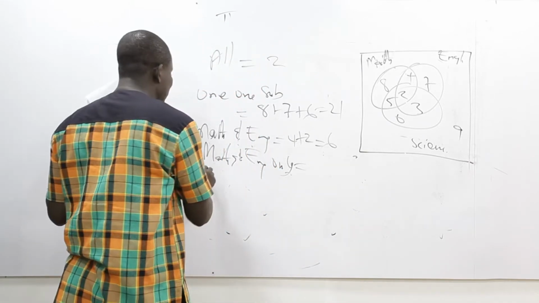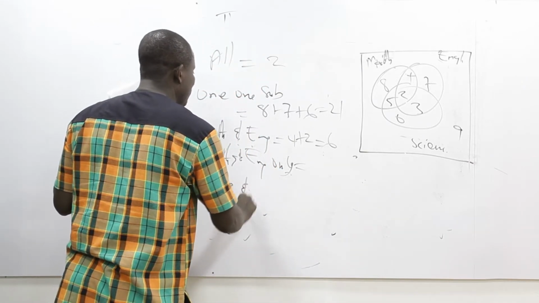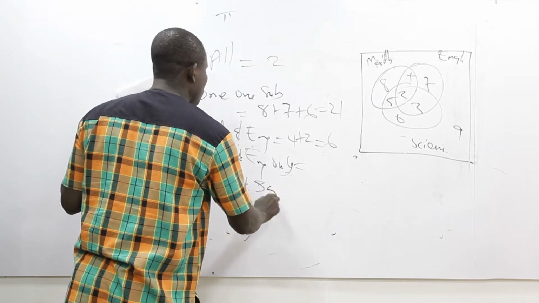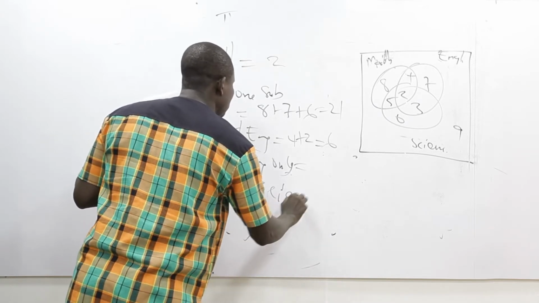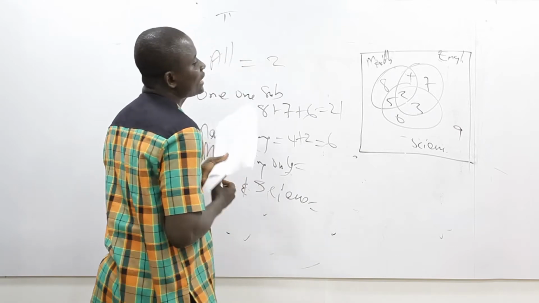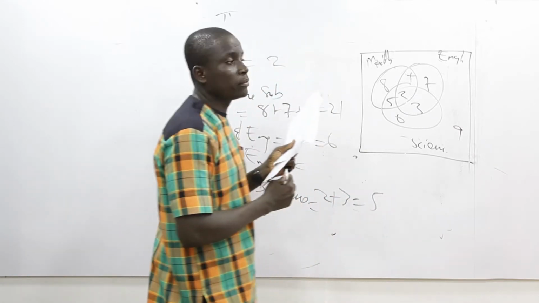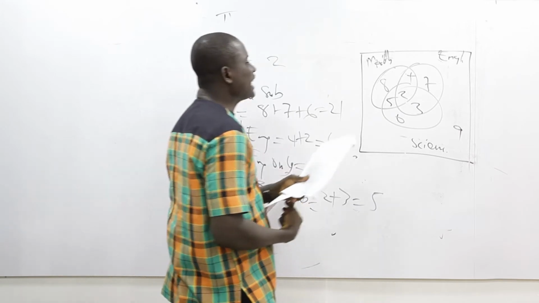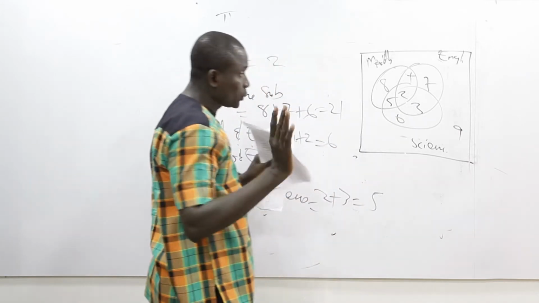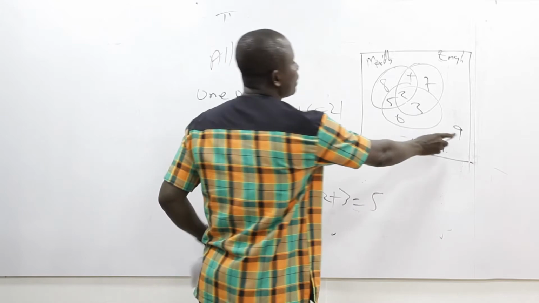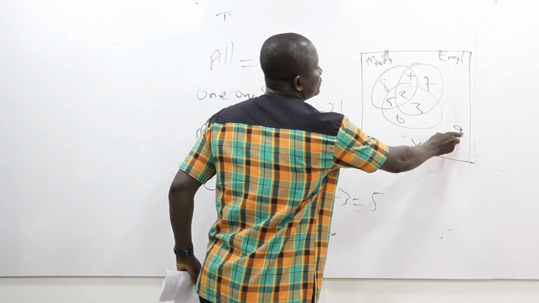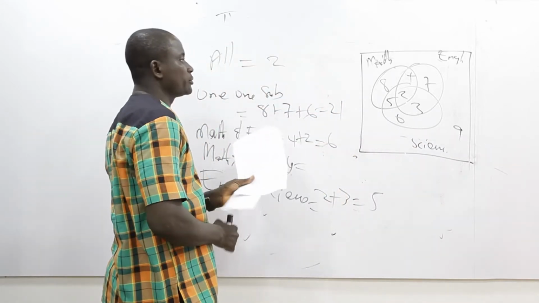So English and science. English and science is 2 plus 3. That we got 5. But English and science only is 3. That's what I want you to understand. None of the subjects is 9, okay?